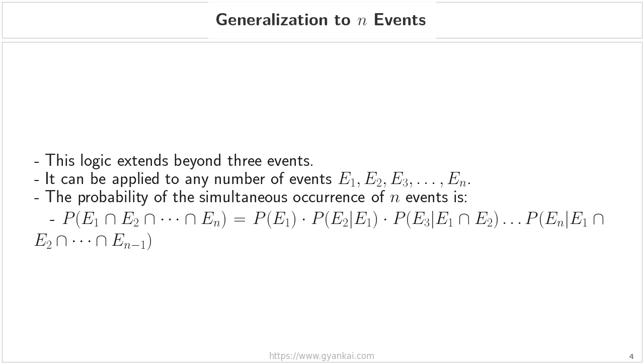same chain-like pattern. It is equal to the probability of e sub 1, multiplied by the probability of e sub 2 given e sub 1, multiplied by the probability of e sub 3 given the intersection of e sub 1 and e sub 2, and so on, continuing through the entire sequence until we reach the final term, the probability of e sub n given the intersection of all preceding events from e sub 1 through e sub n minus 1. It looks complex, but it is simply the same repetitive process of updating our conditions.